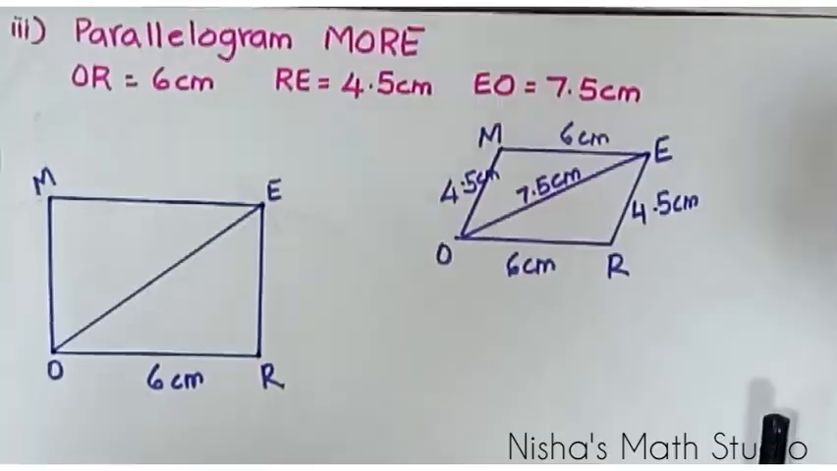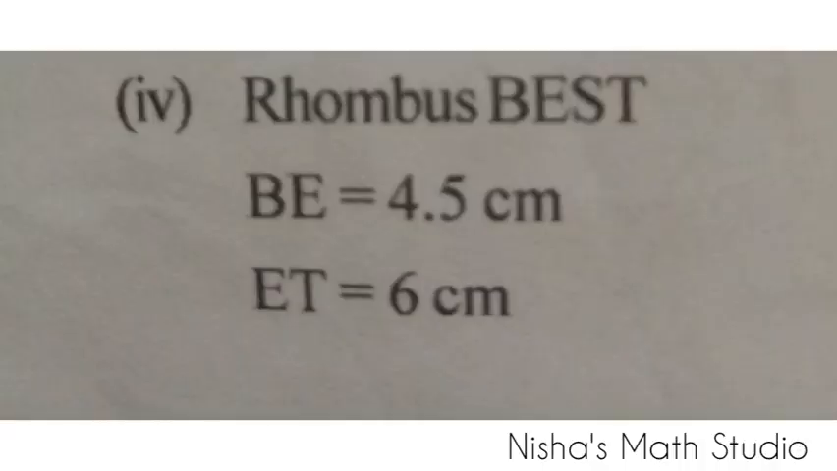The fourth question is to draw a rhombus called BEST, where BE is given which is equal to 4.5 cm and ET is 6 cm. Only one side is given, but we know the property of a rhombus that all the sides are equal. So all 4 sides you take as 4.5 and diagonal ET is 6 cm.